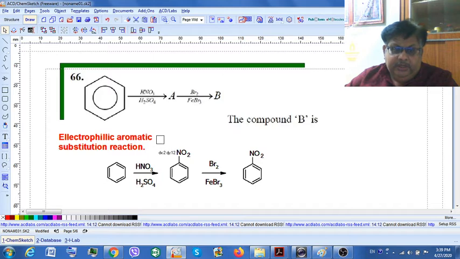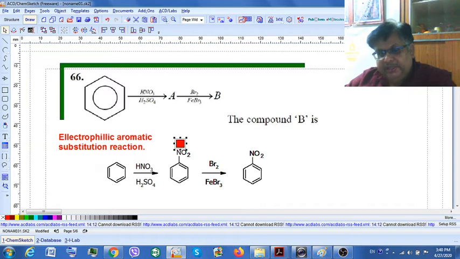Now, as I have indicated here, benzene undergoes electrophilic aromatic substitution reactions. So the nitrating mixture here will give you NO2 plus, which reacts with benzene to give you nitrobenzene. Now, NO2 group present here is a minus I and minus M group, and it is meta-directing in nature. Therefore, electrophile attacks at which position? Meta to NO2, as I have shown by a red square here.